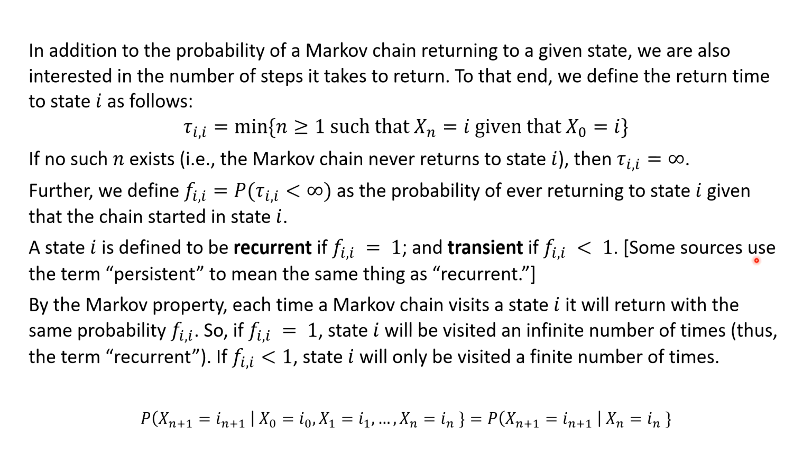Some sources, some books and papers, use the term persistent rather than recurrent. And then we have a little bit more here. By the Markov property, which I've copied from our previous lesson, the first lesson on Markov chains, each time a Markov chain visits a state i, it will return with the same probability, f ii, because of the memoryless property. So if f ii equals 1, state i will be visited an infinite number of times, thus the term recurrent. And if f ii is less than 1, state i will only be visited a finite number of times.